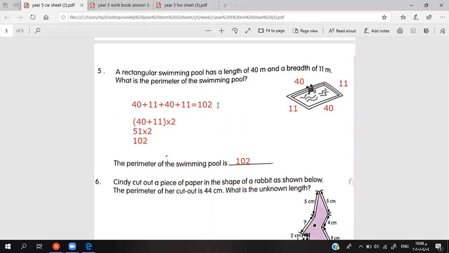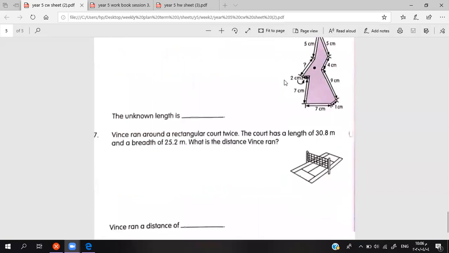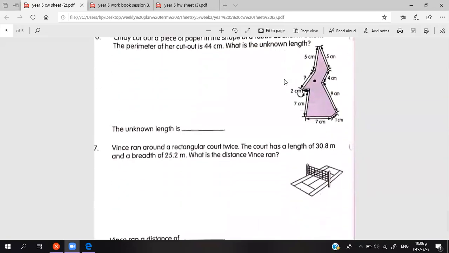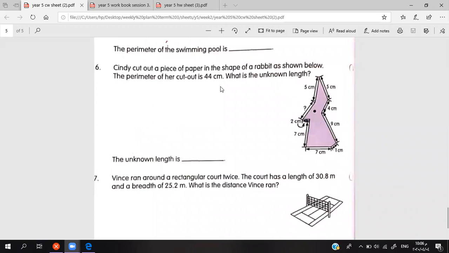Now let's do number 6. Can you do number 6 on your own and then come back to me? Okay, please try. Number 6. Cindy cut out a piece of paper in the shape of a rabbit. This is a rabbit. As shown below, the perimeter of her cut out is 44. He gave me that the perimeter is 44.